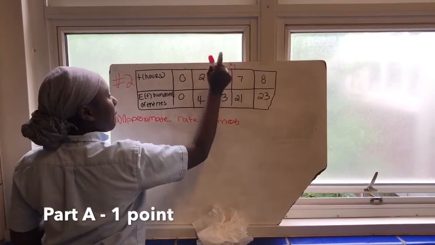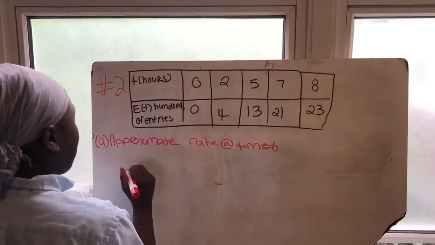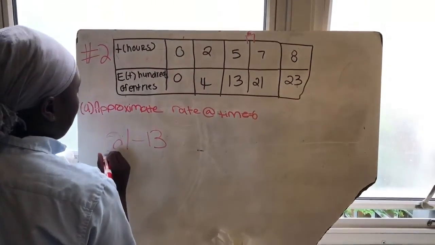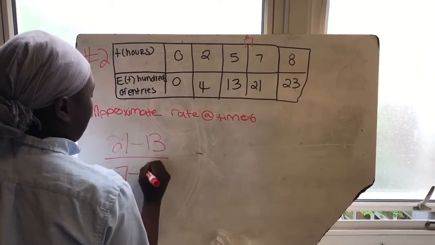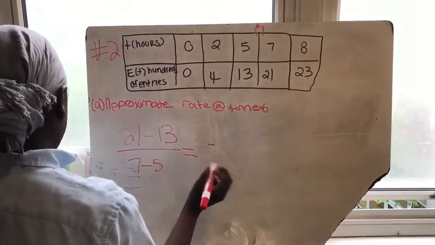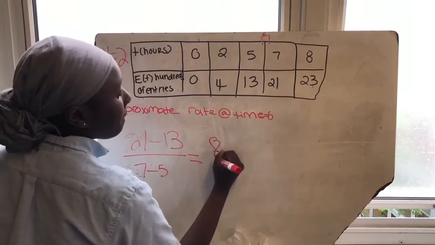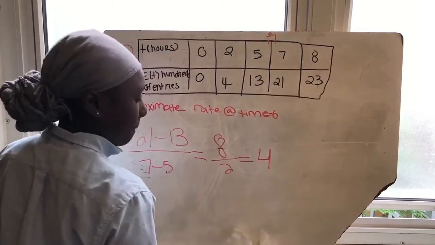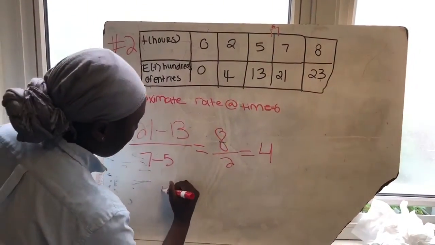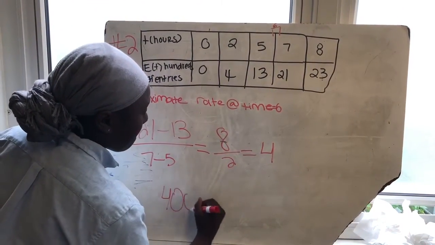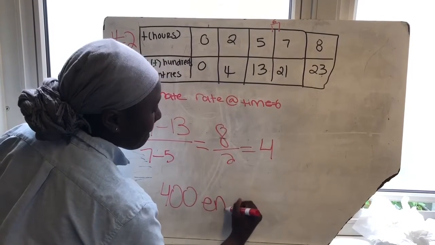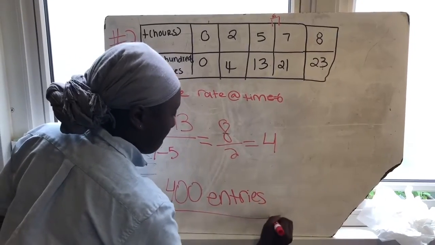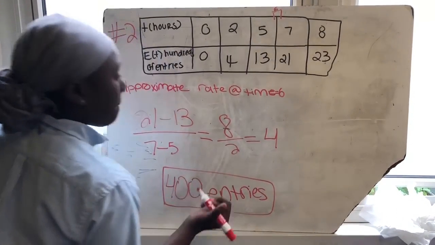So for part A, you need to approximate the rate at time t equals 6. So you see, you have to do (21 minus 13) over (7 minus 5), which in turn gets you 8 over 2. So once you get 8 over 2, you get 4 because 8 divided by 2 is 4. So since the question wants you to put in hundreds, 400 entries is your answer, and you just box that answer up.